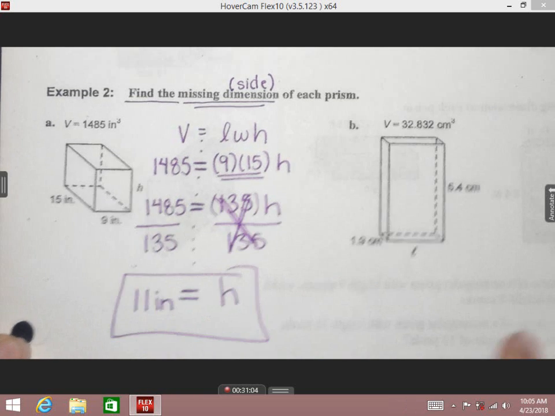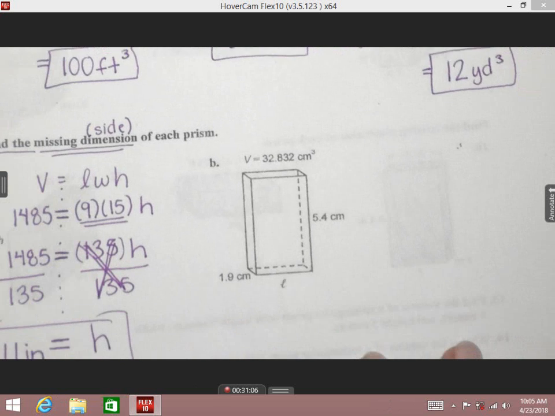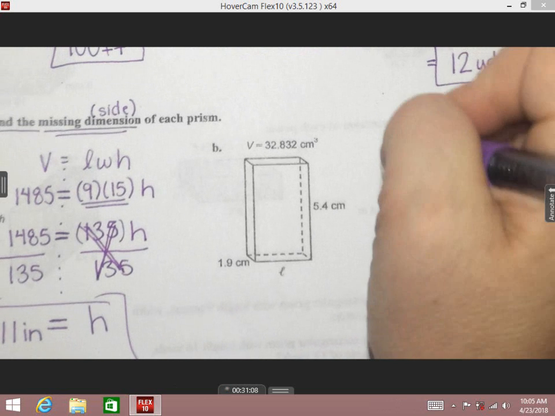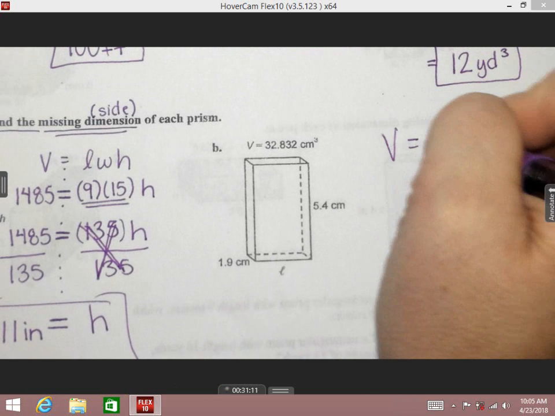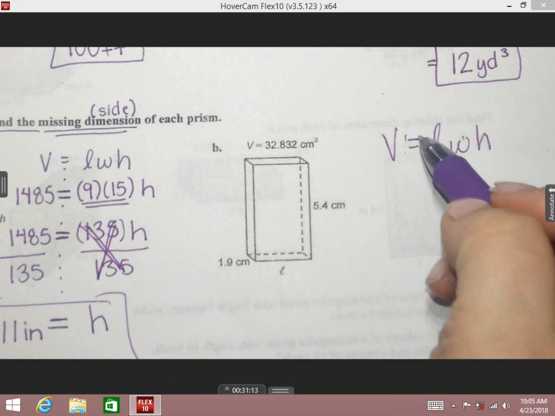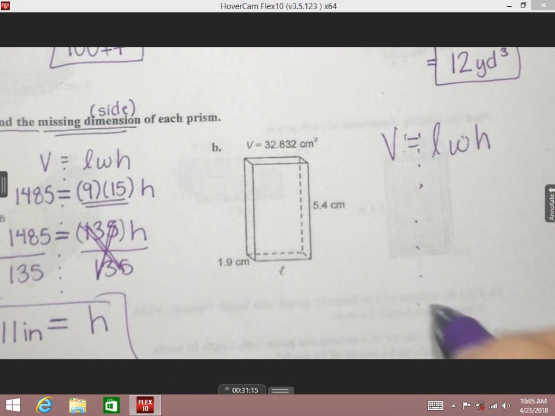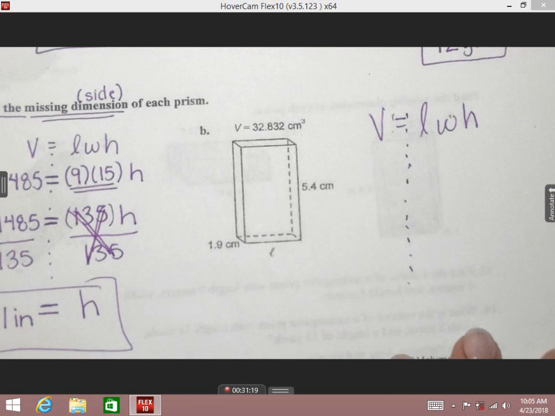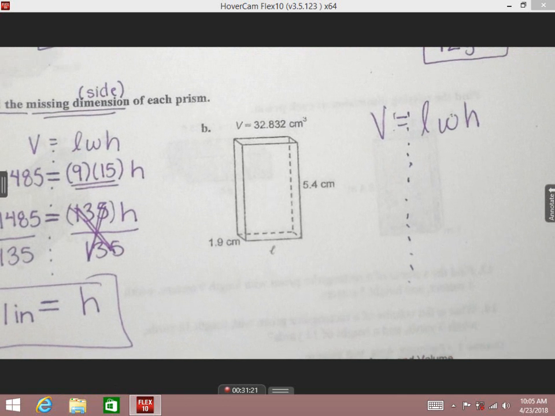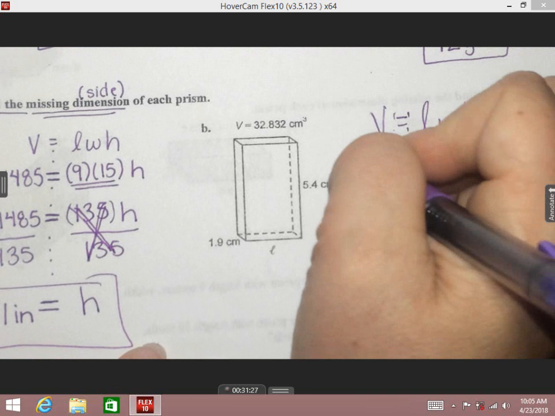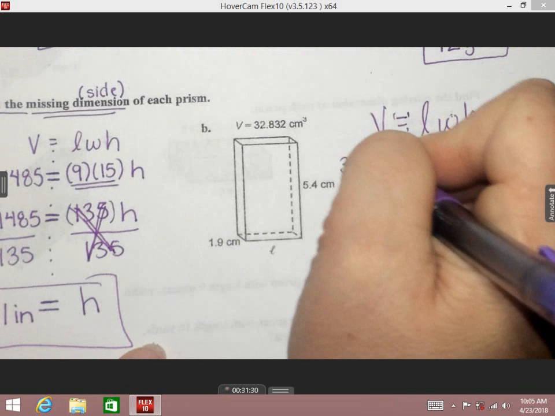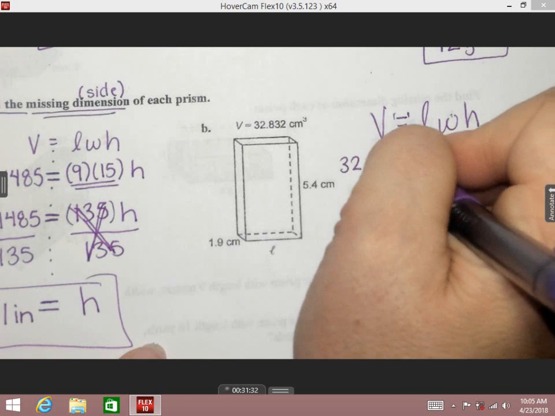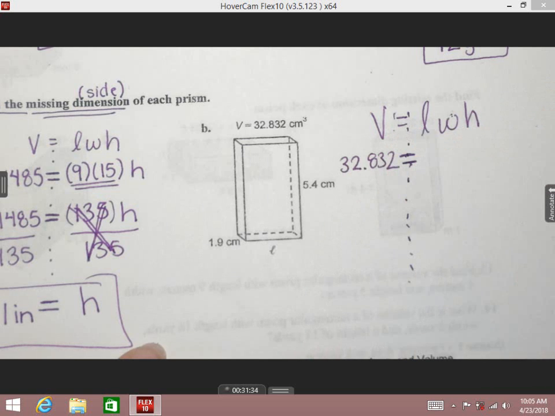Done. All right, y'all think we can set that up? We're going to do it a little bit quicker. Let's write our formula. V equals length times width times height. What do I know? What's the first thing that I know that I need to write down in that formula? Haley. The volume, which is 32.832 equals. The next thing is L.